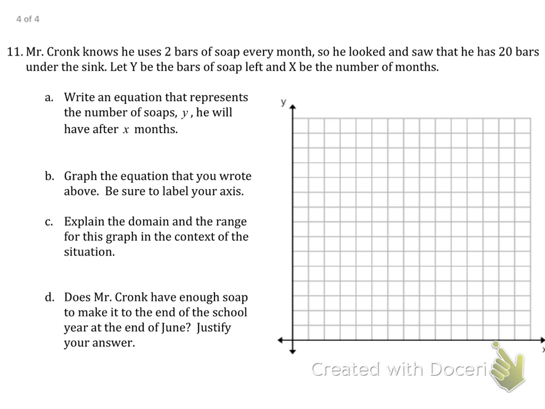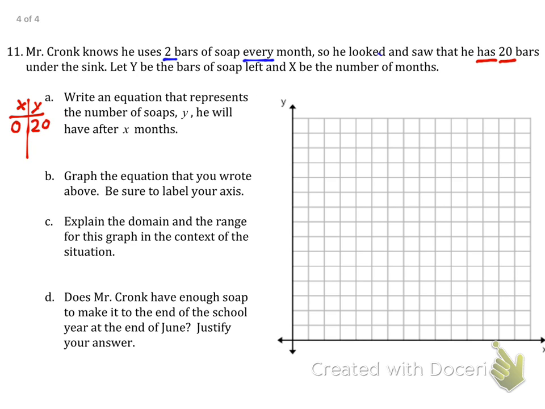Mr. Kronk knows that he uses 2 bars of soap every month, so he looked and saw that he has 20 bars under the sink. Let y be the bars of soap left and x be the number of months. So we've already got our x and our y. I saw the word every, so that's going to indicate slope. So 2 must be the slope. It also says that he has 20, so that's the starting value.